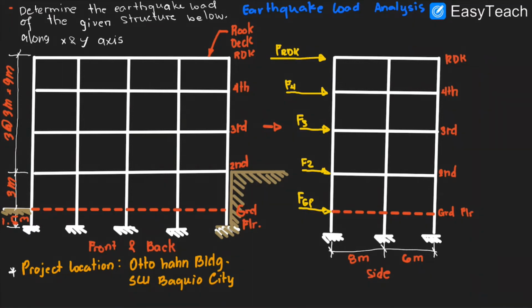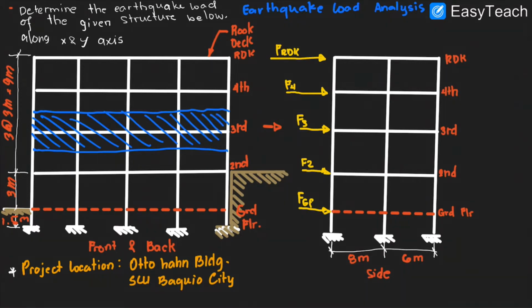Okay? With that said, on the front and back section, this is how we are going to identify the tributary width with respect to elevation. So, this is our tributary width. The tributary width of a floor section should be half of the floor above and half of the floor below. So, if each floor has a height of 3 meters, half and half is 1.5 plus 1.5, so 3 meters. The same goes for the side section, so that is also 3 meters. Okay, so this is based on elevation.